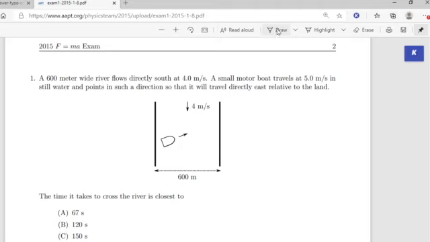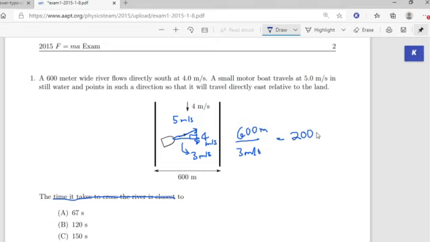Okay, so for this one, it's actually just basic vectors. So that's the direction they gave us. They said it travels at 5 meters per second. But now there's the river pushing it 4 meters per second, and so we should get a right triangle, and this should be 3 meters per second then. And so it's asking how much time it takes to cross the river, and so that would just be 600 meters over 3 meters per second, which would just be 200 seconds. And so that is D.